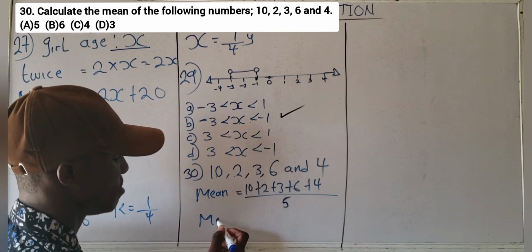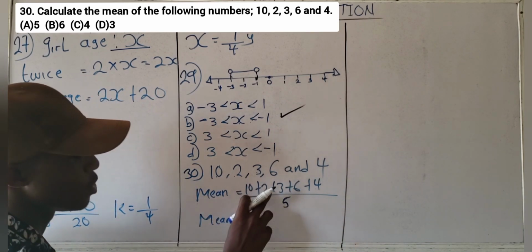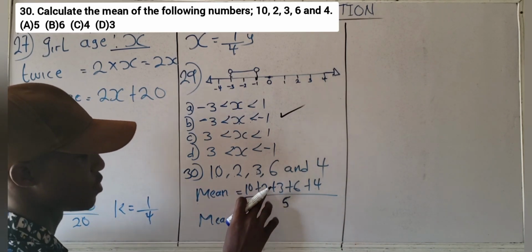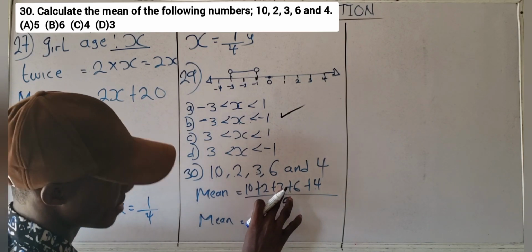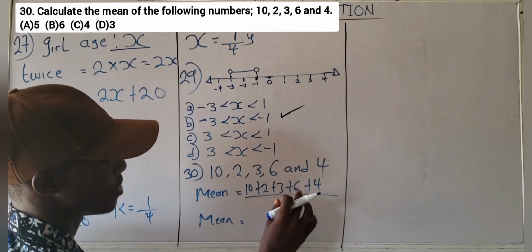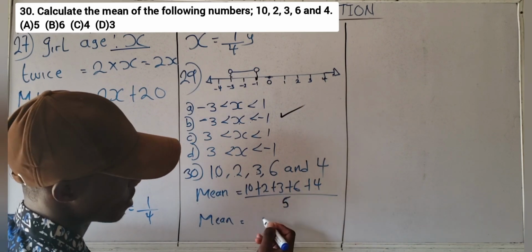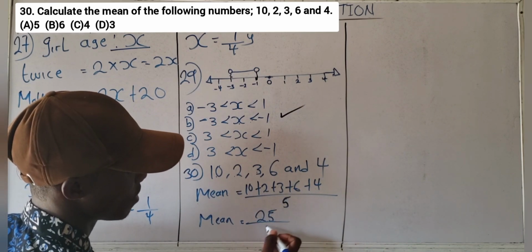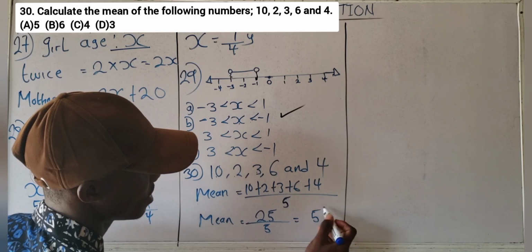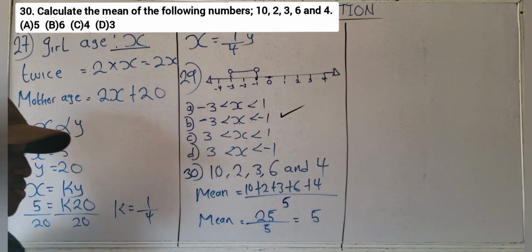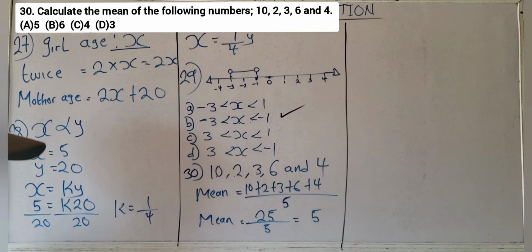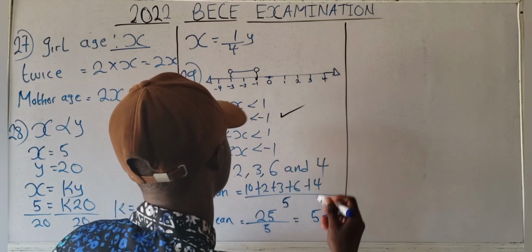So the mean here will be 10 plus 2, that is 12. 12 plus 3, that is 15. 15 plus 6, that is 21. 21 plus 4, that is 25. So I'm going to have 25 all over 5. The mean is equal to 5. Okay, because 25 divided by 5 will give us 5. So the mean there is 5. Now let's check the right option there. The right option is option A. Option A is the right option. So that is the correct answer.